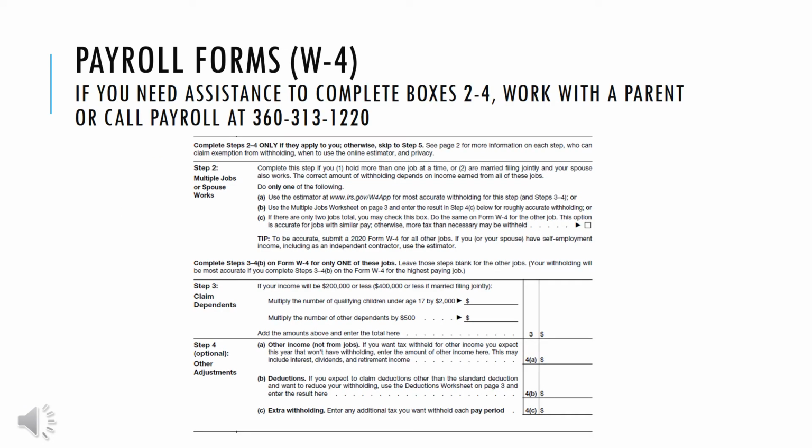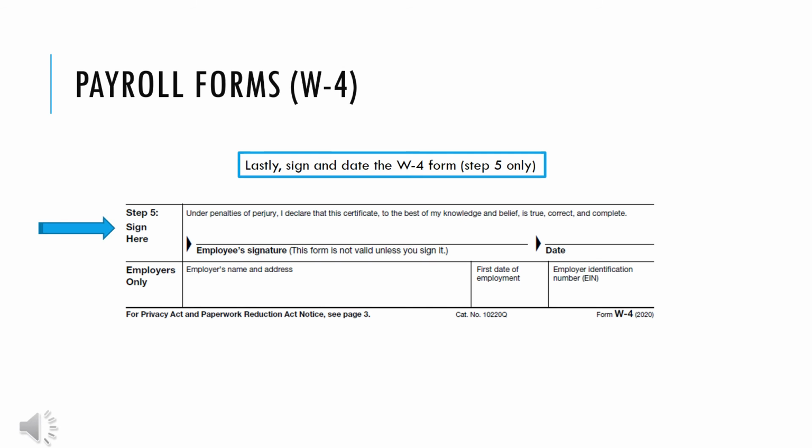Next on the W-4 are steps 2 through 5. Complete these if they apply to you. You can check with a parent or the payroll department if you are unsure. Again, the phone number for payroll is 360-313-1220. Lastly, don't forget to sign and date Step 5 of the W-4 form.